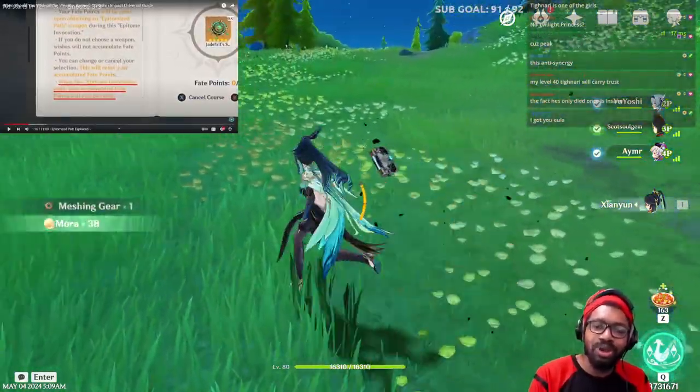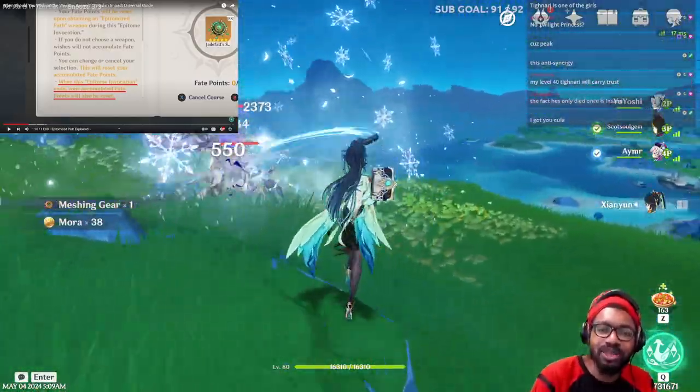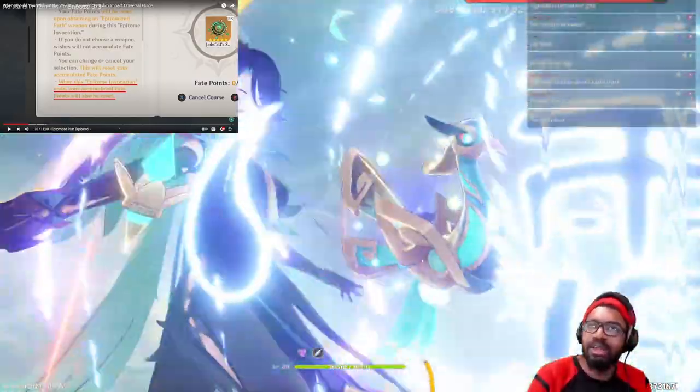It doesn't reset? Are you crazy? What the fuck is the point of wishing on the goddamn banner then?